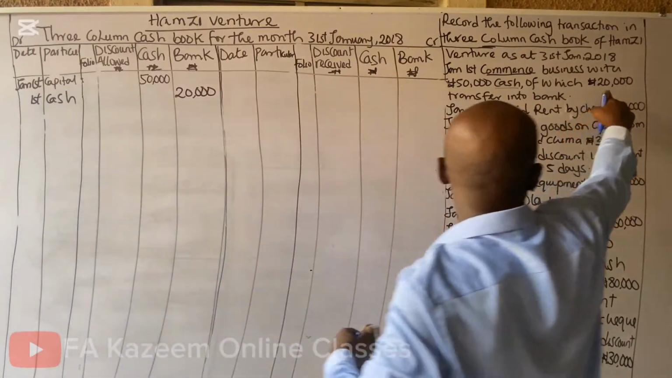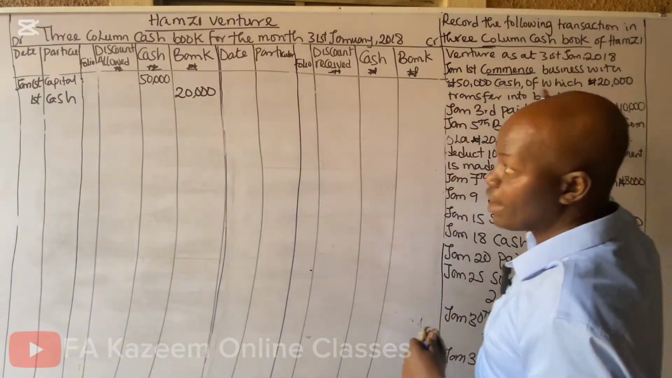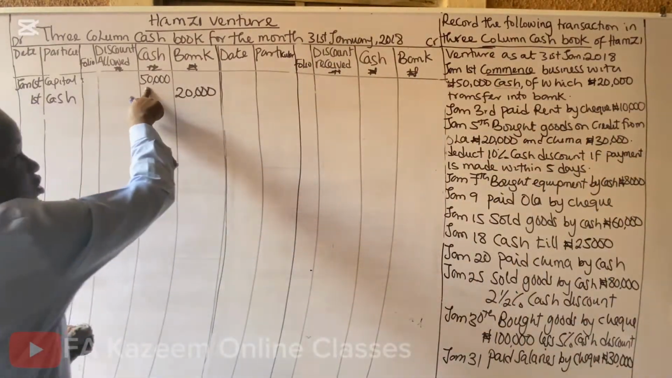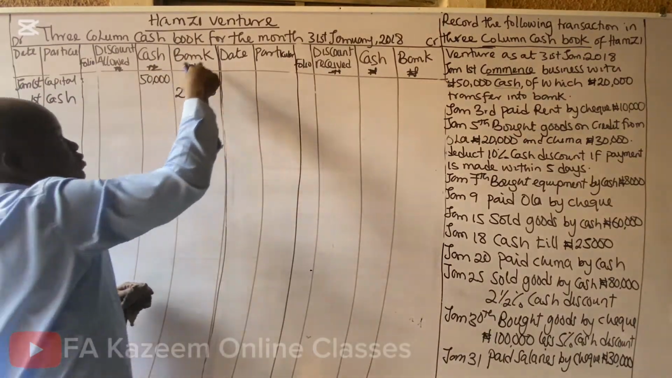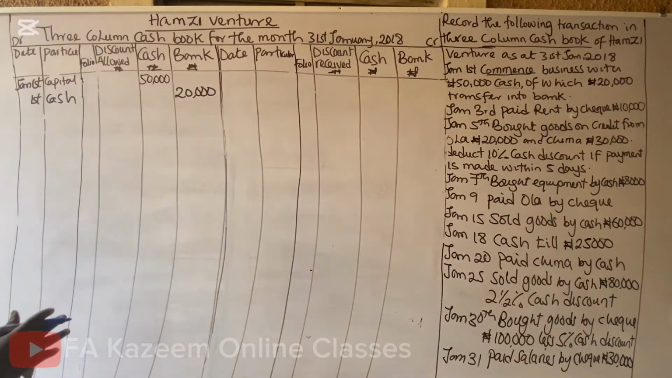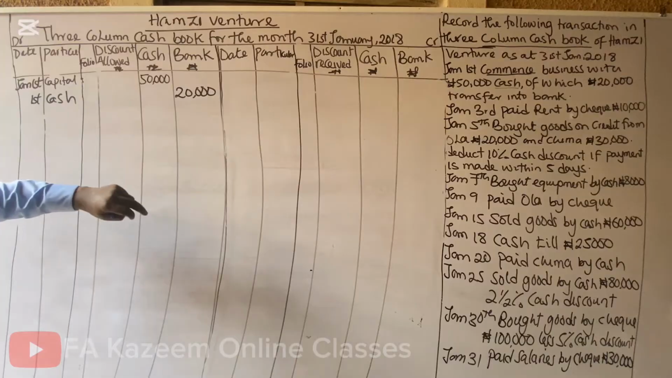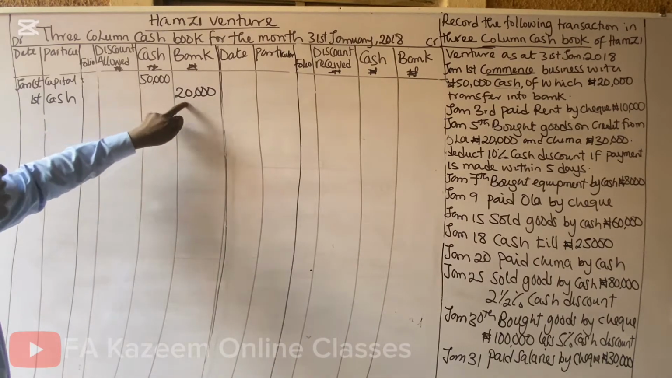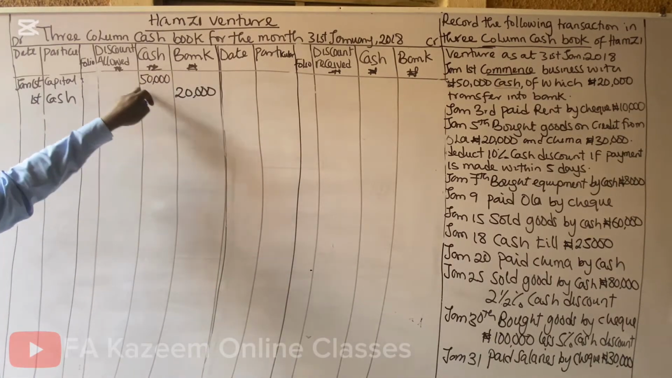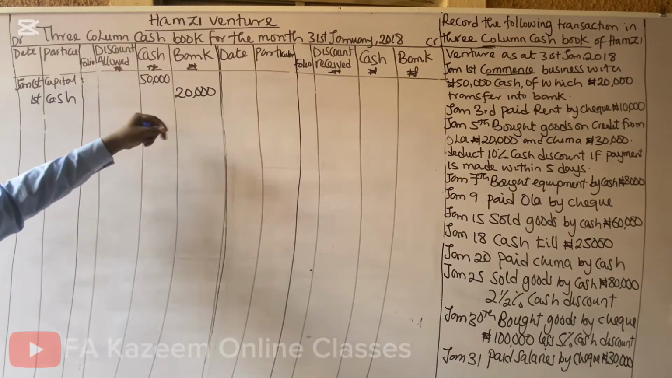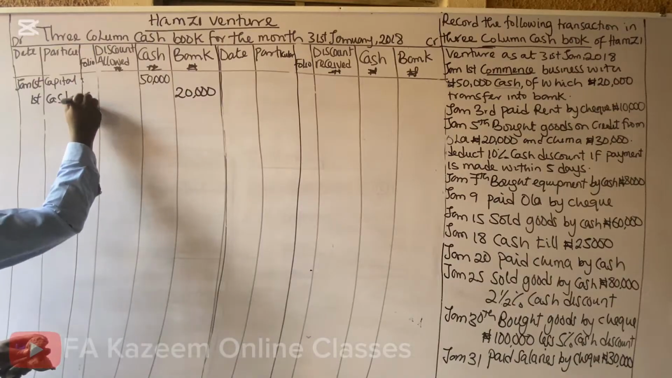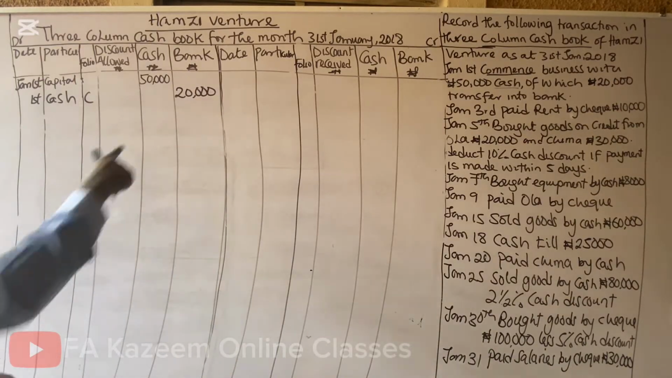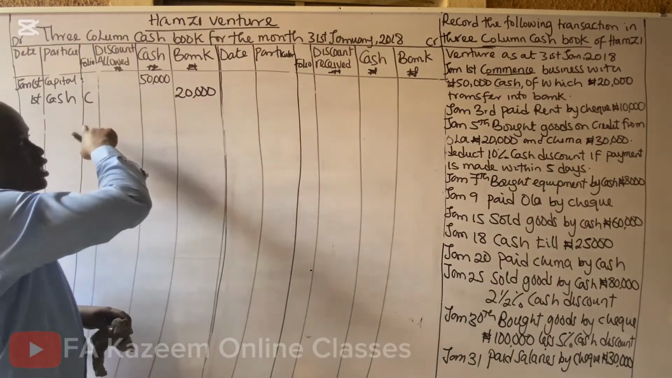of which 20,000 naira was transferred into the what? Bank. Now out of 50,000 naira cash, the business has opened a bank account, and out of this 50,000 they transfer 20,000. Now if you leave it like this, you are wrong. Reason is this: 50,000 cash into the business. Out of the 50,000, 20,000 into the bank. This is showing 70,000 in the business, whereas what is still inside the business is 50,000. It means we have to do this using contra entry.